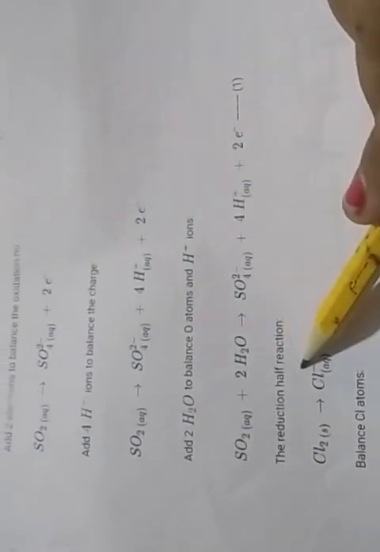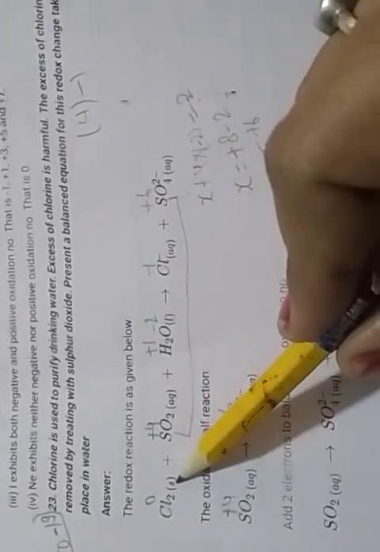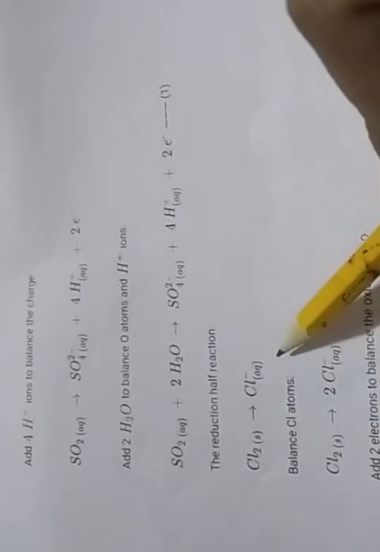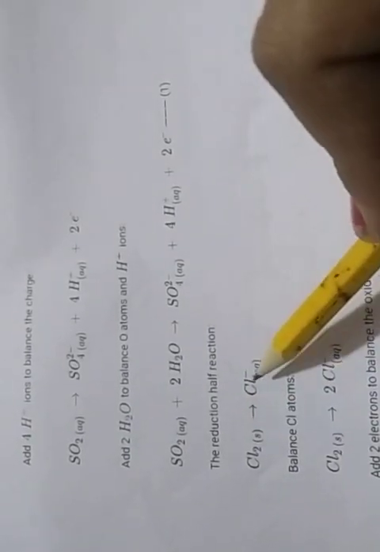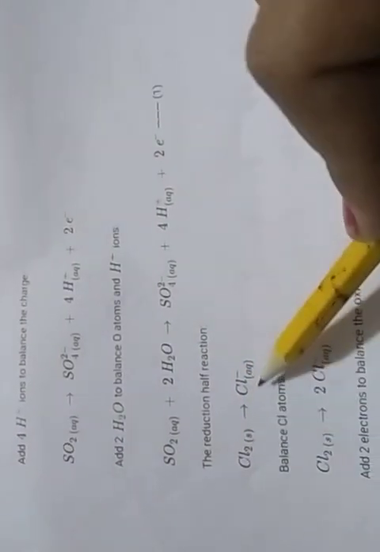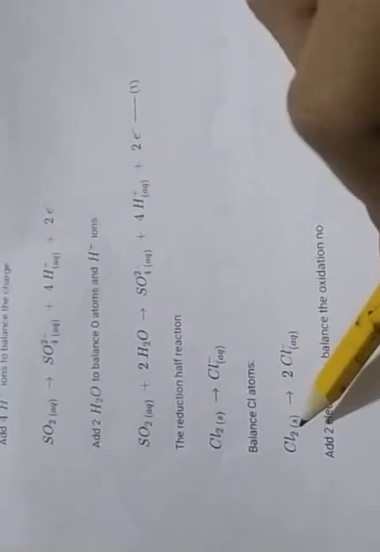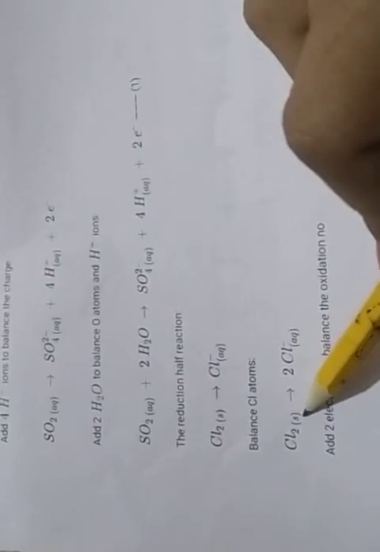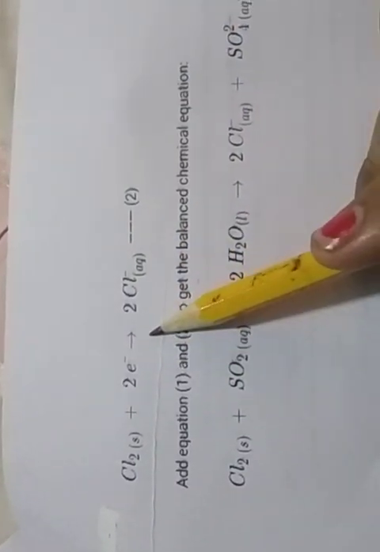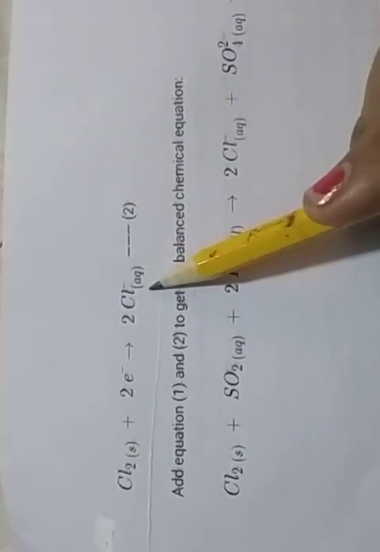Then the reduction half reaction: here you see chlorine converts into the chloride ion. So balance the chloride ion. Here 1 and here 2, so write 2 and it is balanced. Add electrons, because this is the reduction half reaction. So gain 2 electrons on the left hand side. So Cl2 plus 2 electrons convert into 2Cl minus.